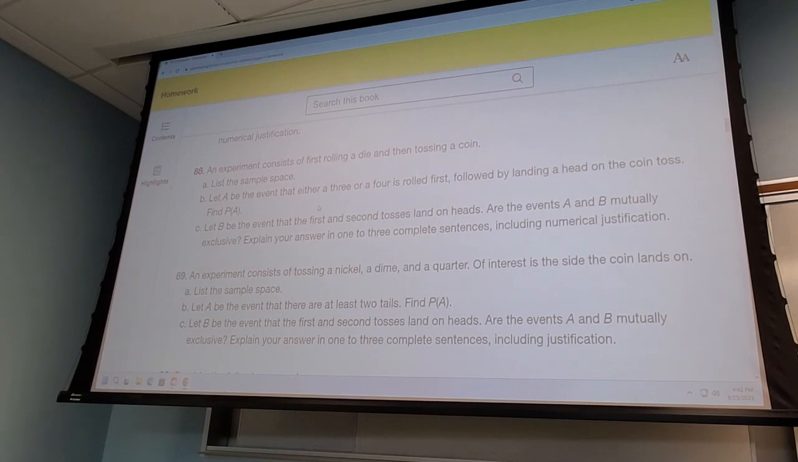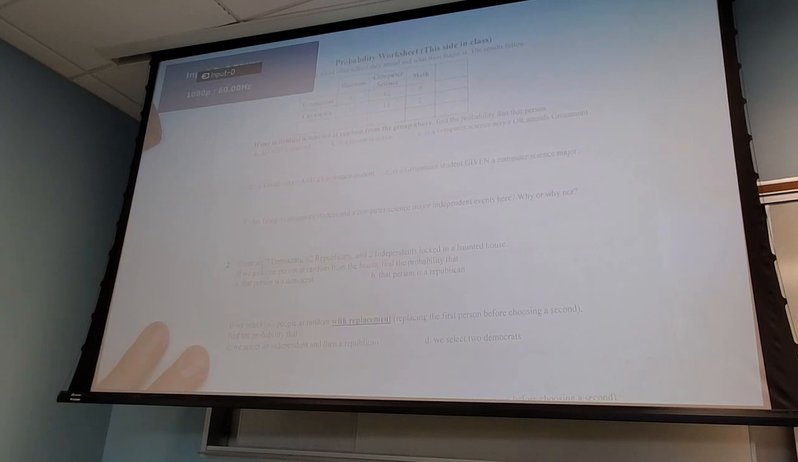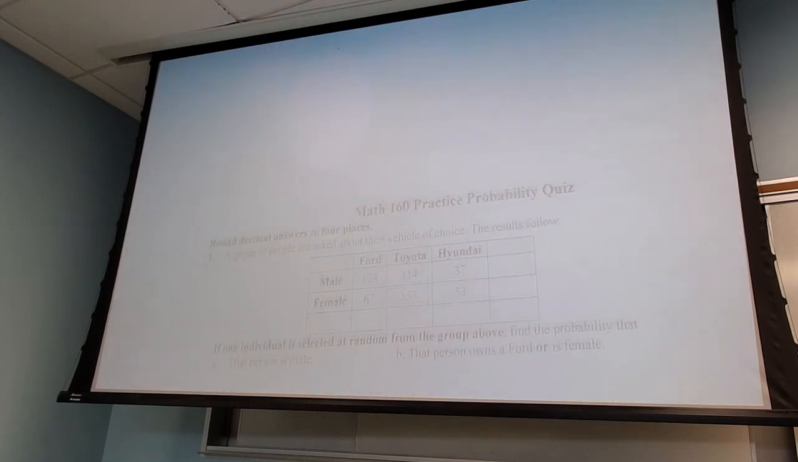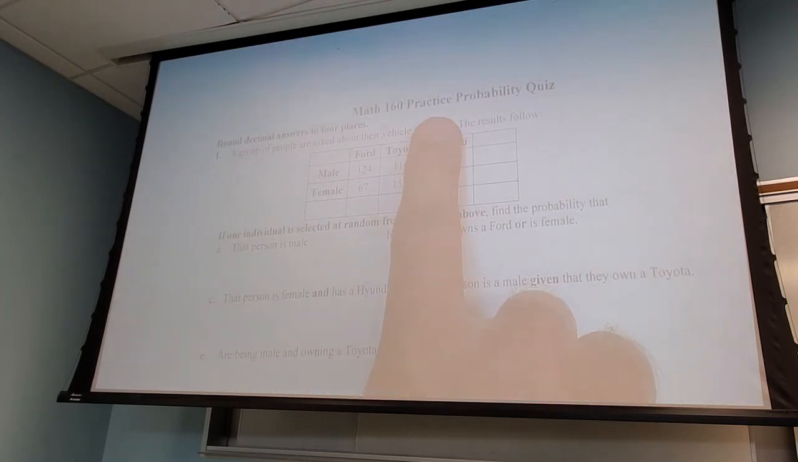Okay. Anything else from homework stuff specifically? Anything from the practice quiz? Anybody still need a practice quiz that came in after I gave some out? Does everybody have that? It looks like this. One side looks like this, and then the other side is the practice probability quiz.